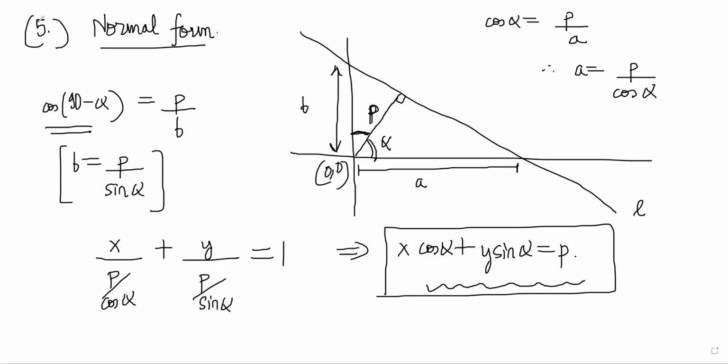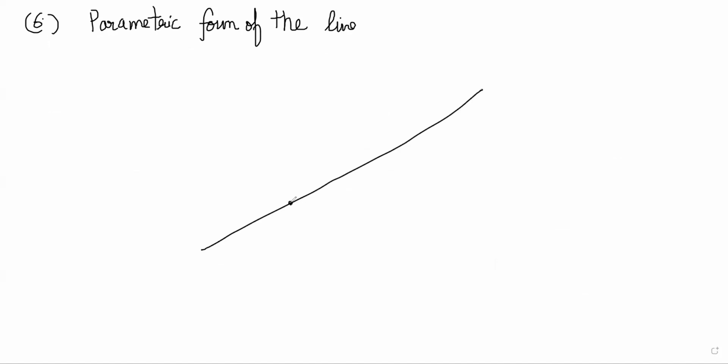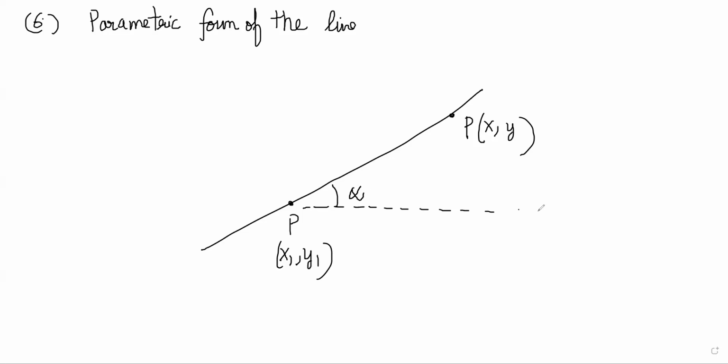Another form that is super important is known as the parametric form. Parametric form of the line. So let's say you have a line like this, and there is a point P, x1, y1 on this line, right? And there is another general point x comma y on this line. And this line makes an angle alpha with the x-axis. This direction is positive x-axis, and alpha is the angle that the line makes with the positive x-axis.